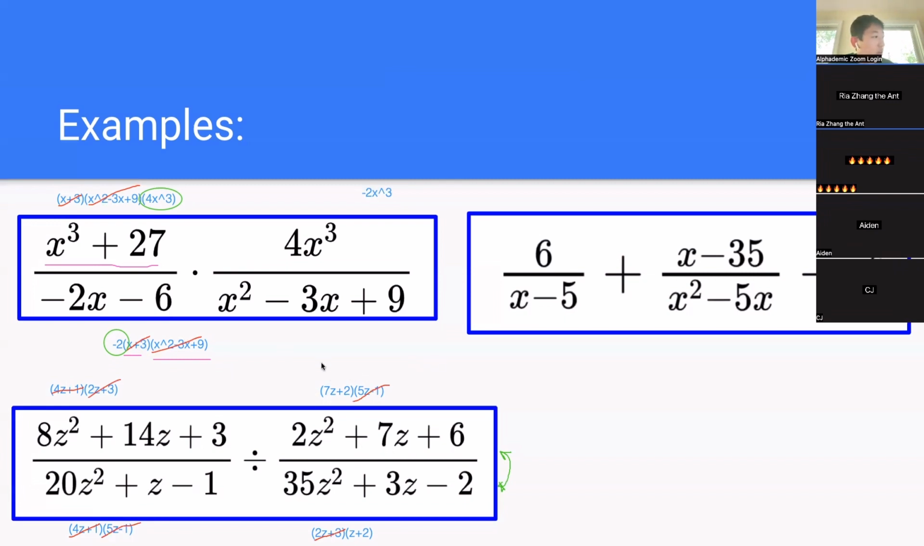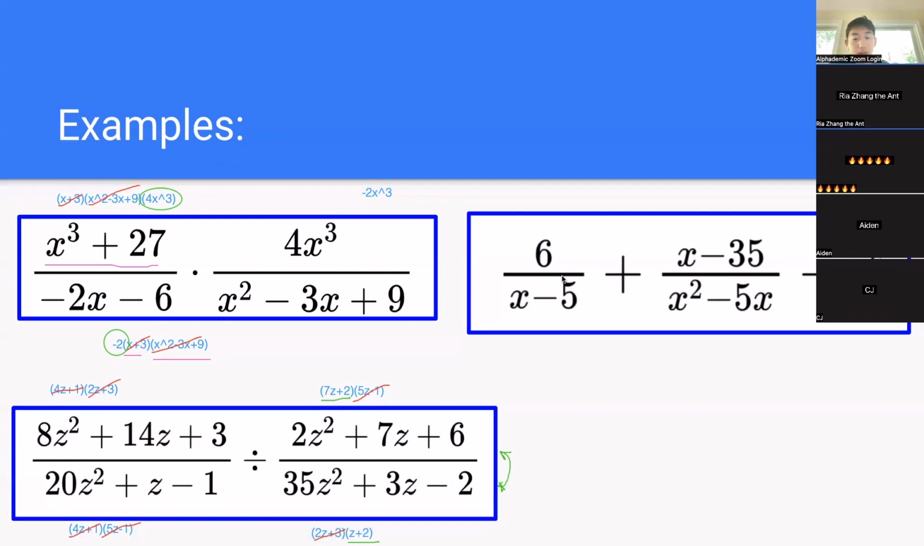And then all you have left is 7z plus 2 divided by z plus 2. So in order to simplify these kind of fractions or expressions, just keep in mind the first step that you always want to do is factor every single one of these individual expressions as much as you can, and then of course look at what can be canceled out.